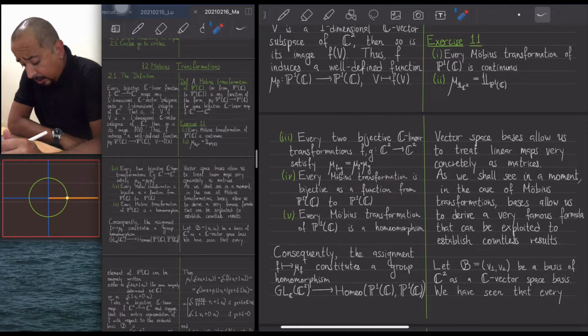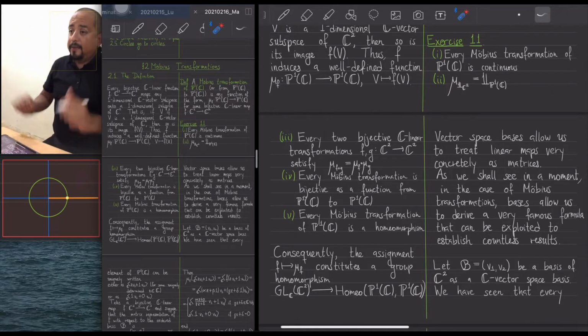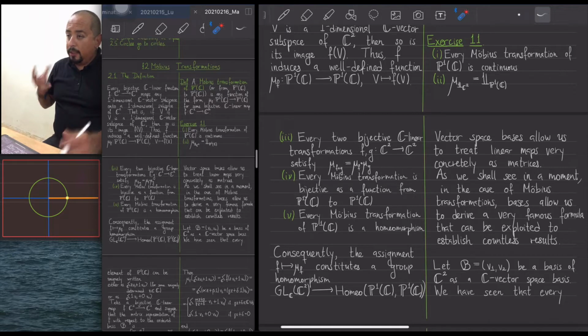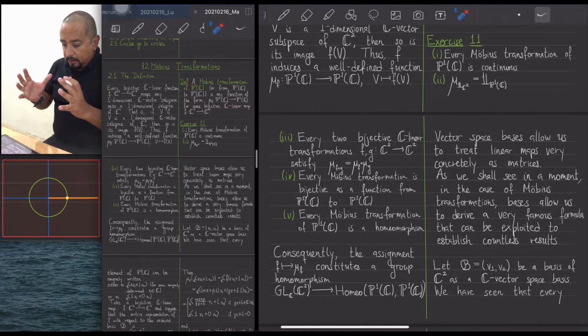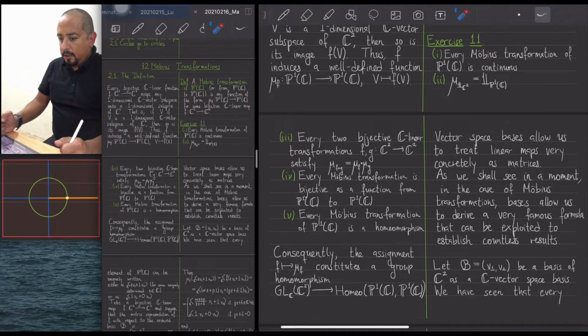Okay. Now this is all very nice, right? But of course, at some point we want to get a hands-on approach to Möbius transformations. I mean, at some point we really want to perform explicit computations and see that these explicit computations allow us to establish some geometric facts about them. Right? So how do we do that?